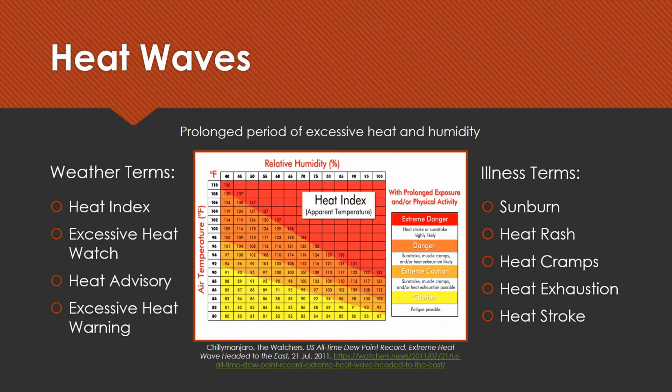A heat stroke usually occurs by ignoring the signs of heat exhaustion. Signs include extremely high body temperature, red skin that is dry or moist, change in the level of consciousness, rapid weak pulse, rapid shallow breathing, headache, dizziness, confusion, vomiting, or seizures.